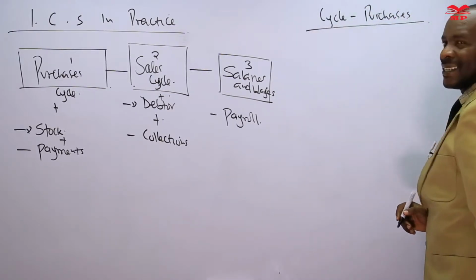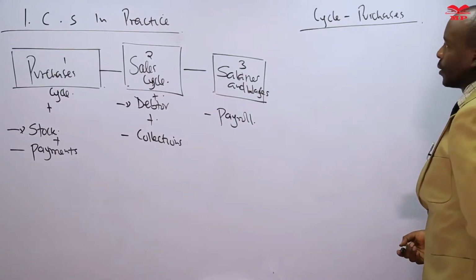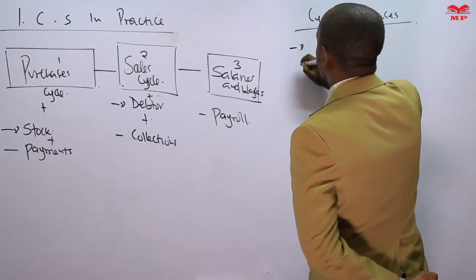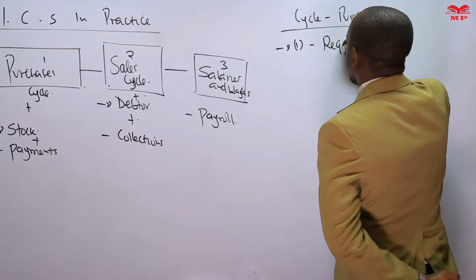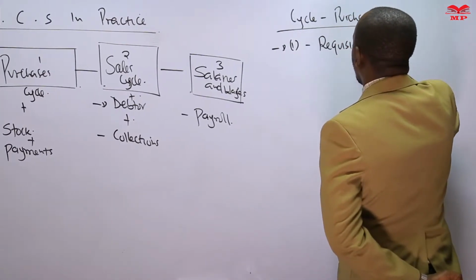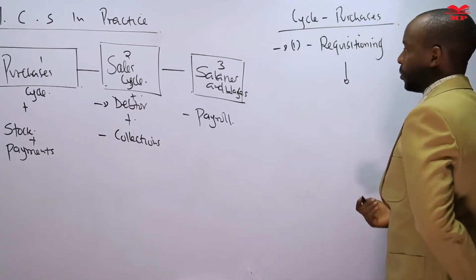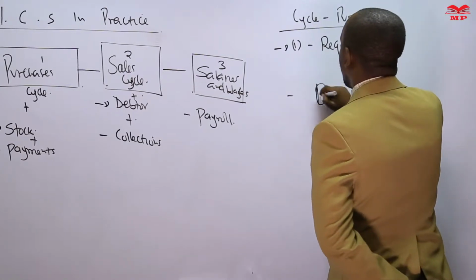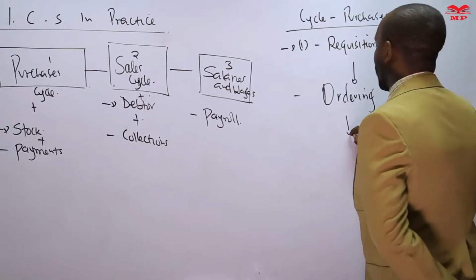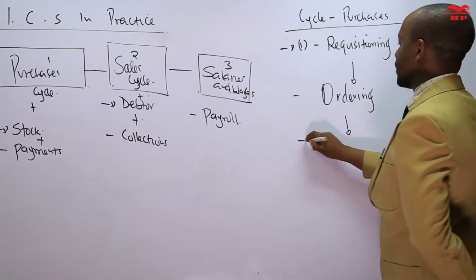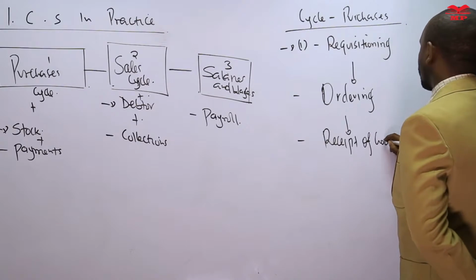The cycle of purchases is a stream of events that are conducted in purchases. The stream of events in purchases will start with, if you are purchasing goods, the first activity that you need to do, referred to as requisitioning. The requisitioning activity is followed by, once you requisition, you have to order. We call that ordering. Ordering is followed by another activity. We refer to it as receipt of goods and services.